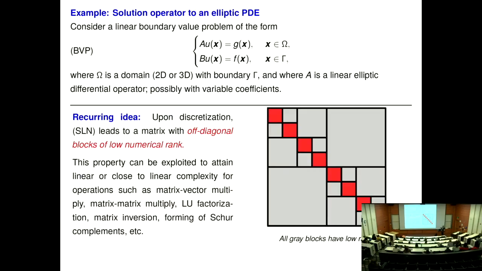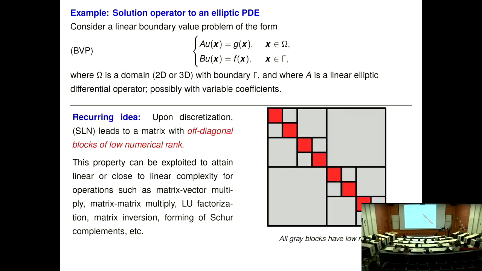And the idea here is that these are Calderon-Zygmund operators. They are singular integral operators that have this property that parts of the domain that are far away from each other all talk to each other, but the amount of information that gets passed is not very large. So linear algebraically, what that means is that you can tessellate this matrix that arises upon discretizing such an operator, and you get a matrix whose off-diagonal blocks have low numerical rank.